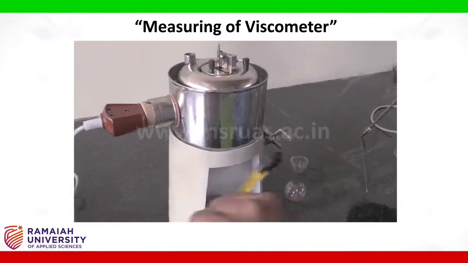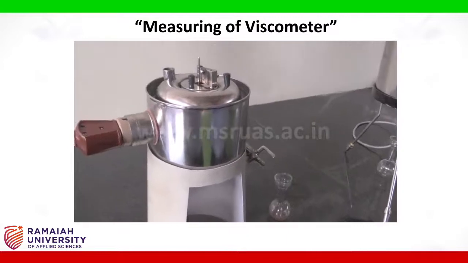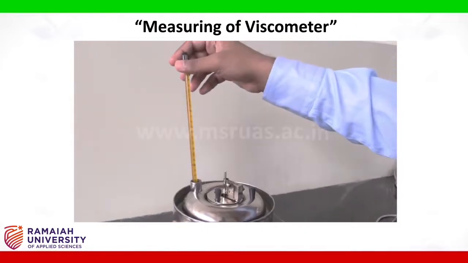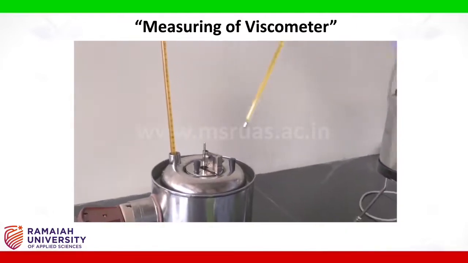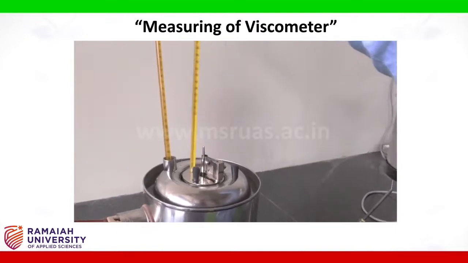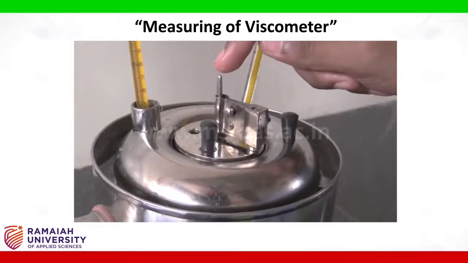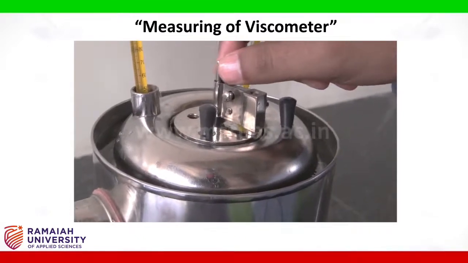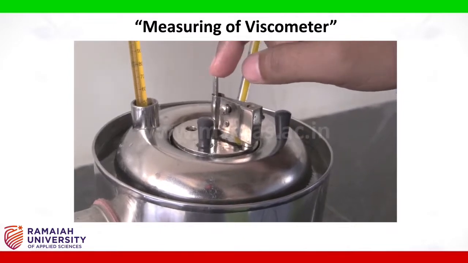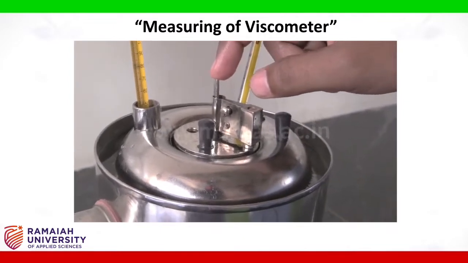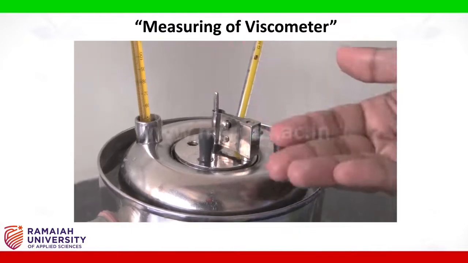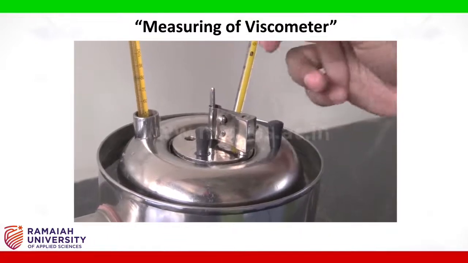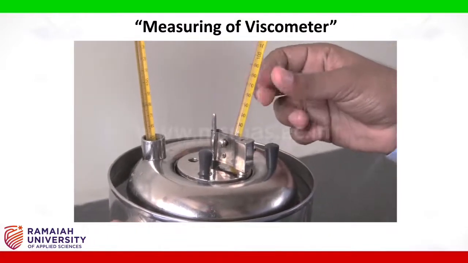Next, we need to place thermometers, one thermometer to measure the temperature of the water and another thermometer to measure the temperature of the oil. This is the needle valve's handle. Now, if we pull the needle valve up, the orifice at the bottom of the viscometer opens up and all the oil starts to flow down. This shall be opened once the temperature of the oil has reached a desired value.